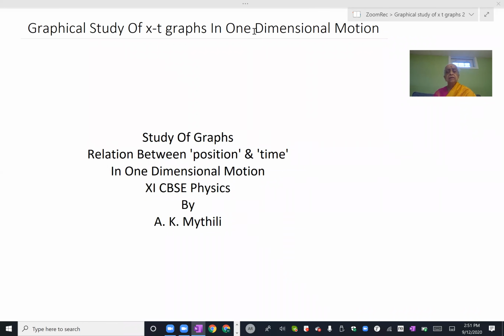Hi dears. Here is a graphical study of the various graphs interrelating any two parameters in a one-dimensional motion. There are parameters like velocity, acceleration, position, time, displacement, average velocity, and so on and so forth. If you want to interrelate, all these are interdependent functions.